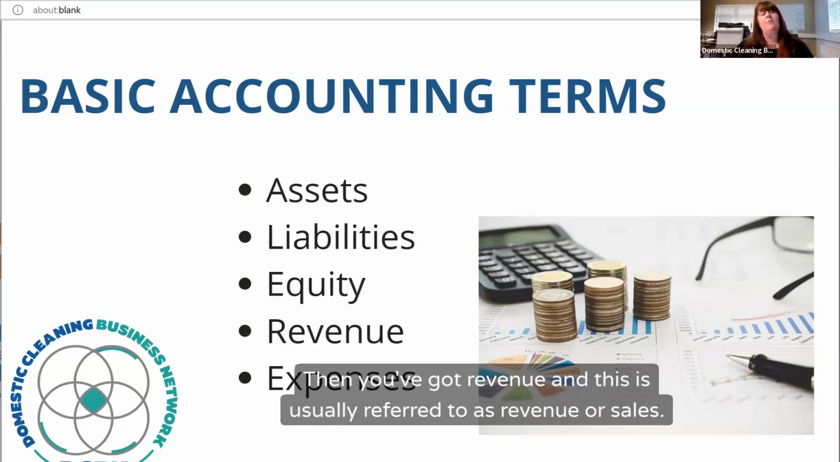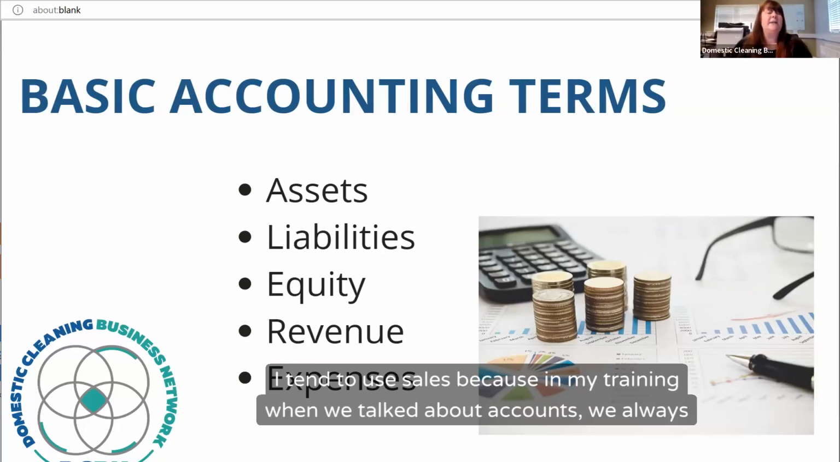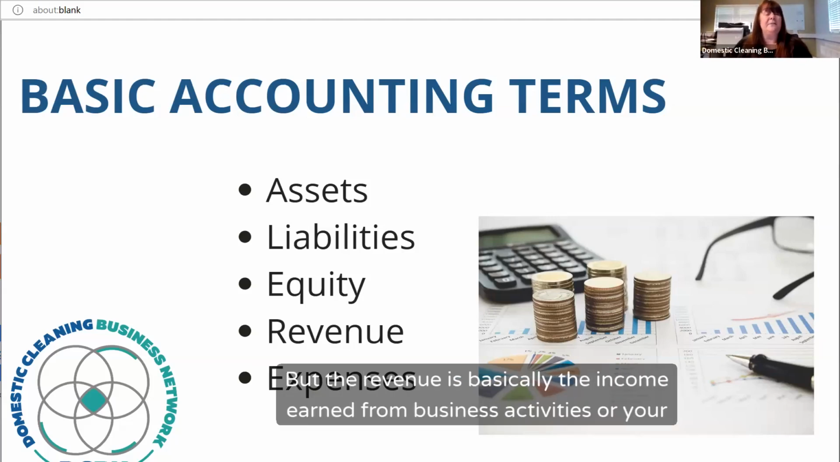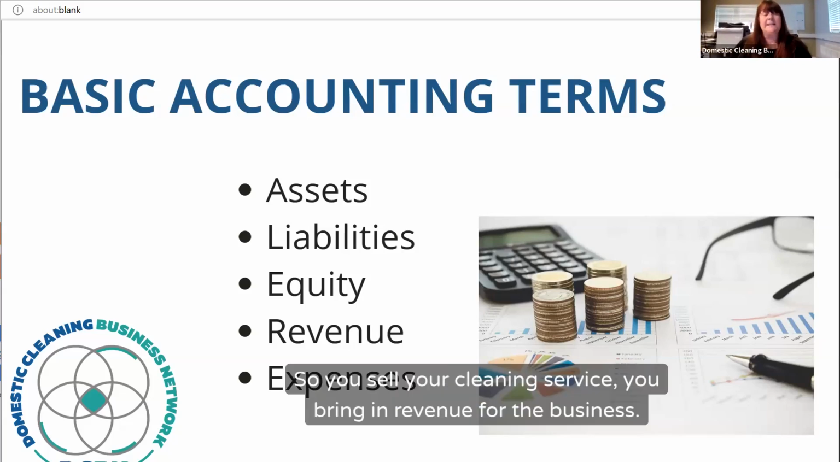Then you've got revenue, and this is usually referred to as revenue or sales. I tend to use sales because in my training, when we talked about accounts, we always used sales, but revenue is a common term as well. The revenue is basically the income earned from business activities, or your sales. So you sell your cleaning service, you bring in revenue for the business.